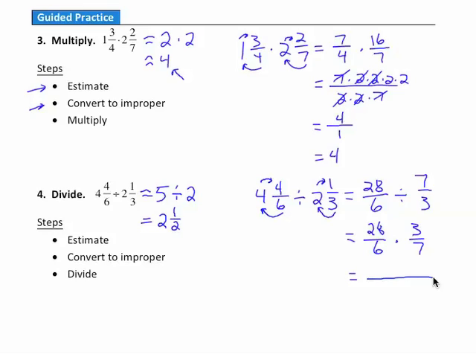Now let's go to factor this all out. 28, I'm thinking 4 times 7. Well, there's 4. There's 7 times 3 in the denominator with 6. 2 times 3. 7 is prime, so it stays prime.